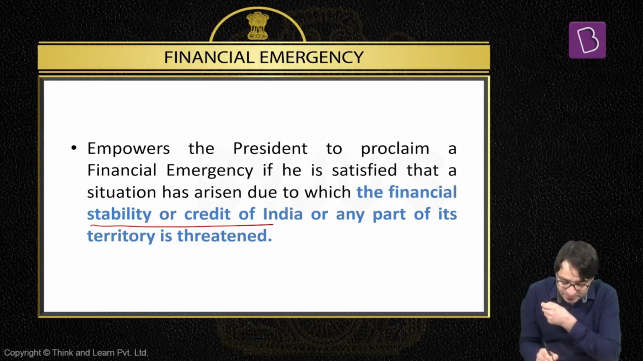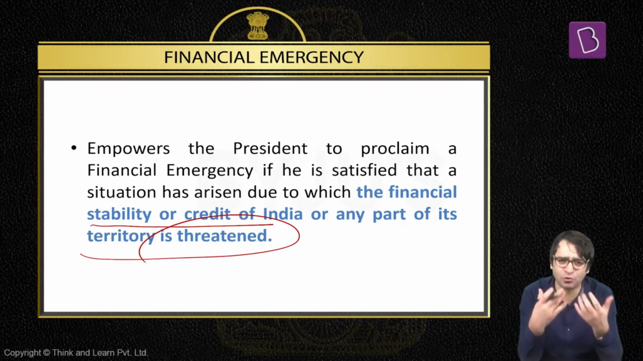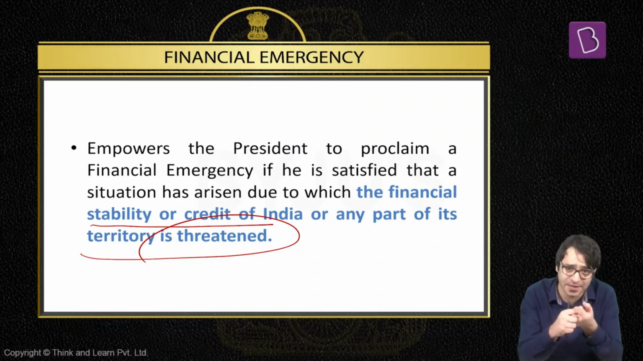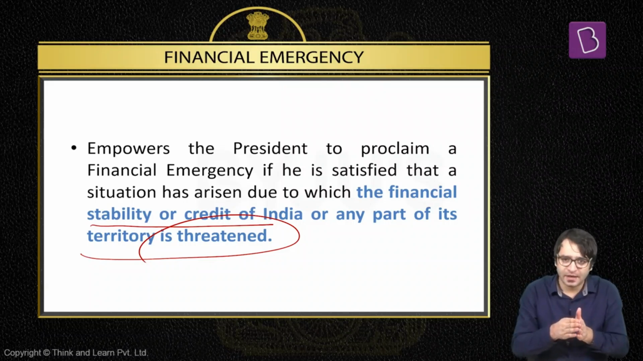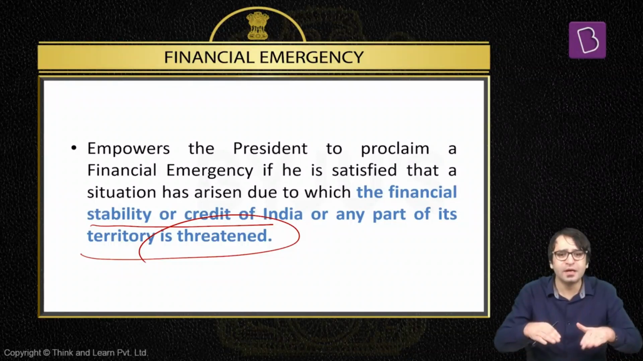So we may never know what exactly we mean by this phrase: when the president is satisfied that the financial stability or credit of India or any part of India is threatened, then financial emergency can be proclaimed by the president. We may never know because it was not imposed in 1991, not in 2008, 2009, nor during the COVID-19 pandemic. But what we know for sure is that if the president is satisfied, he can proclaim financial emergency.